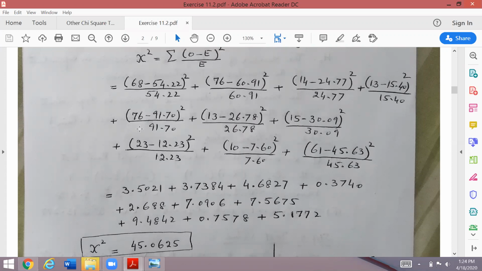Okay, my first simplification is 3.5021. Better you take 4 digits after the decimal, ताकि end पे जाके जब हम total करें तो हमारा answer should be close to the accuracy. Okay, अगर आपने यहीं पे round off करना शुरू कर दिया तो you will not be able to get the correct answer. Similarly, the second element, subtract 60.91 from 76, then take a square and divide by this, and you're directly getting the answer as 3.738. Keep on calculating every term which is written here, and you will be getting these values.